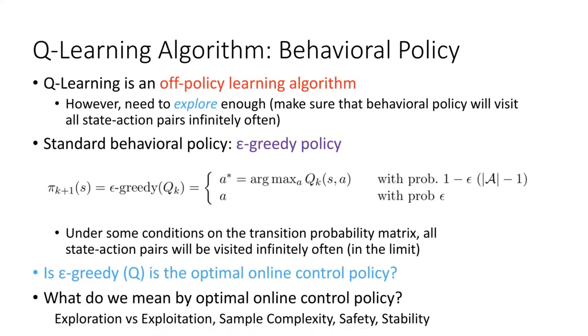So depending on your metric of performance, your online control policy will change. So that is another active area of research. How do you learn fast enough in such a way that you can reduce the exploration versus exploitation trade-off, you can reduce the sample complexity, or you can run the system safely, or you can ensure that the system is stable. I'm not going into that active area of research, but I just want to mention that epsilon greedy is not always the best control policy that you can use.